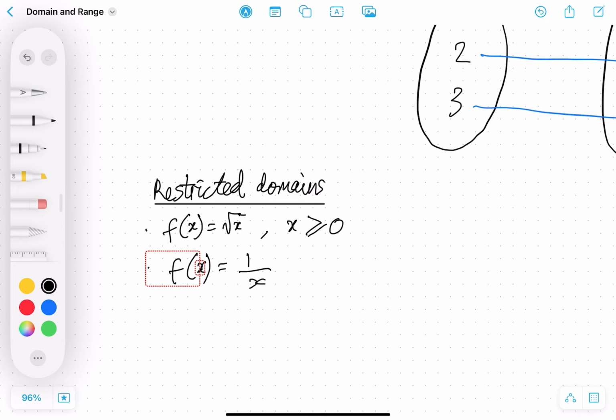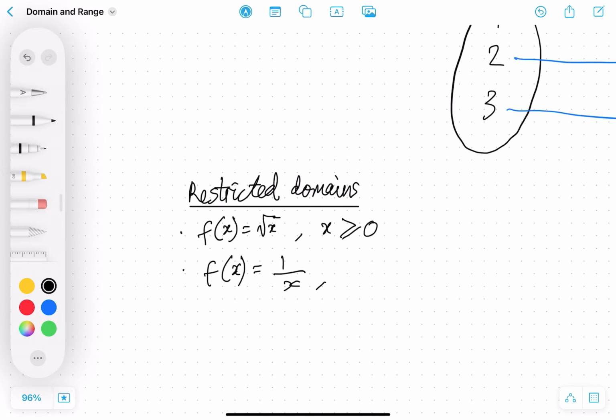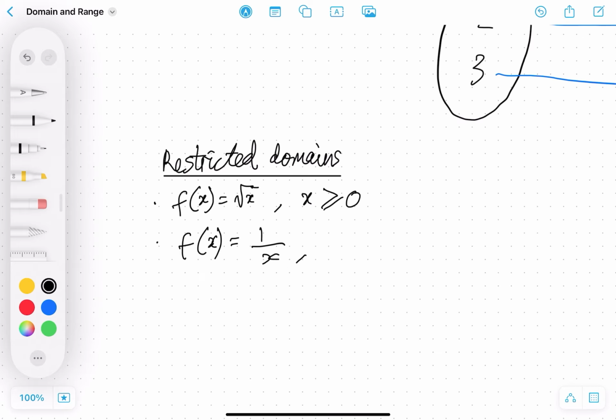1 over x. And so for this one, pause for a moment, think about what the restricted domain would be. Now if you've done that, you should see that the restricted domain here is x cannot be equal to 0, because the denominator of a fraction can't ever be equal to 0, because that would be undefined. And so we can also represent the domain. As you can see, we can represent the domain using an inequality sign or this symbol, not equal to.